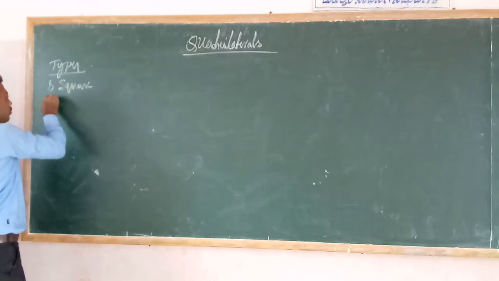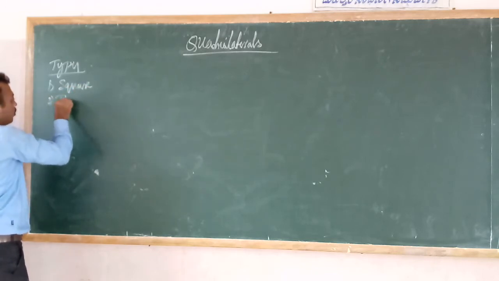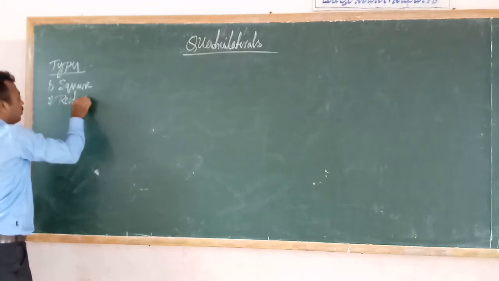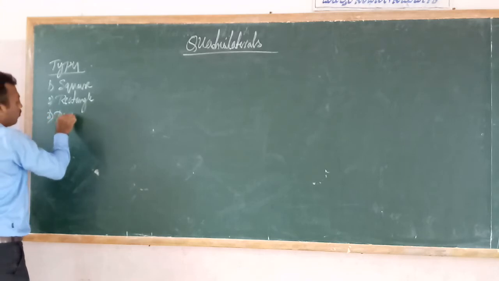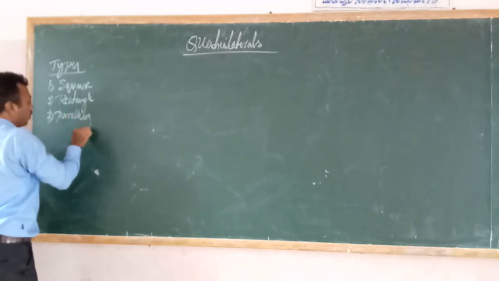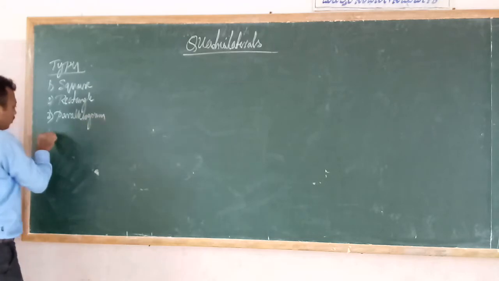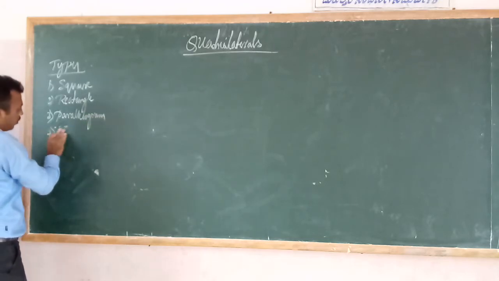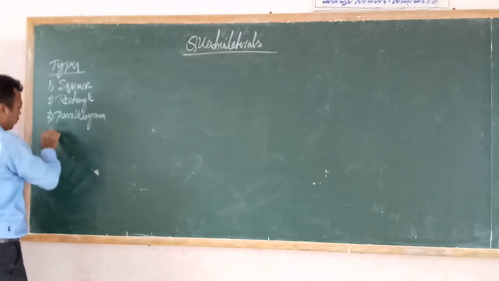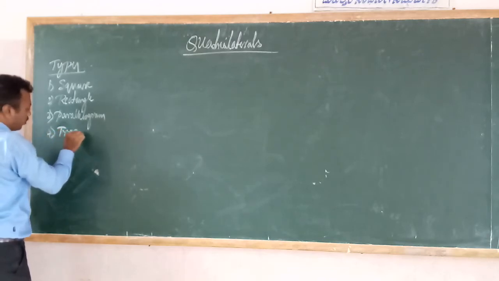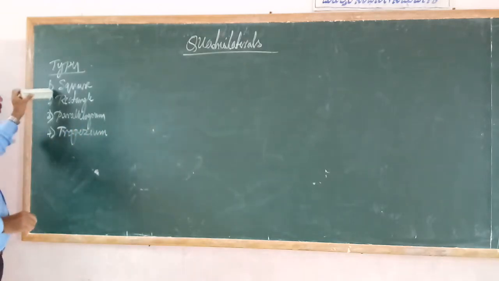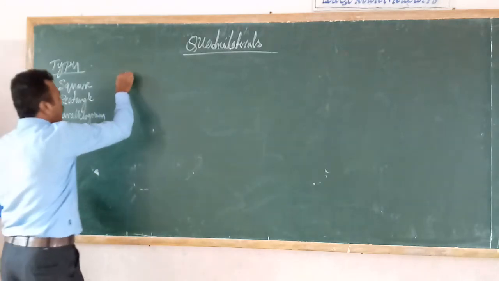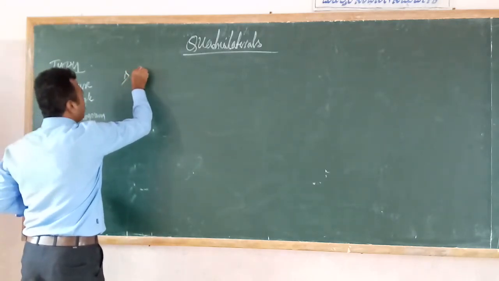Number 2, rectangle. Correct. Number 3, parallelogram. Number 4, trapezium. Otherwise, trapezium, you have to write it. Okay, so let us move on one by one. So first one, square. So what is a square?